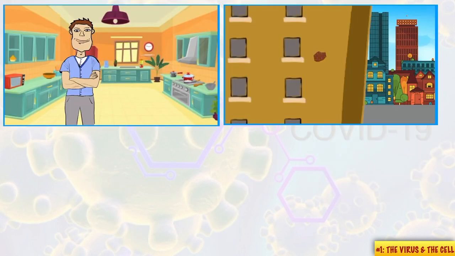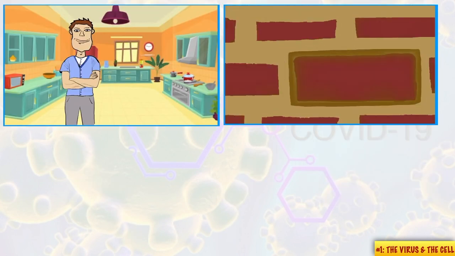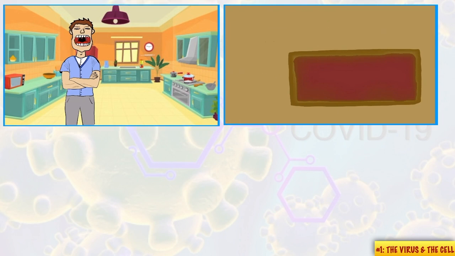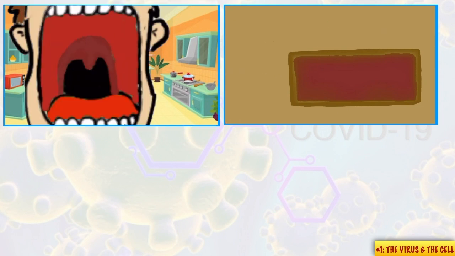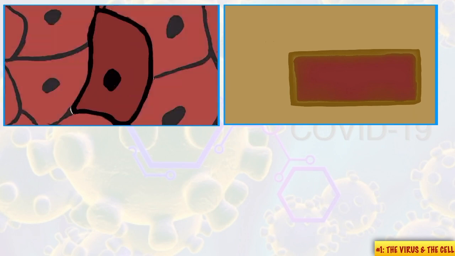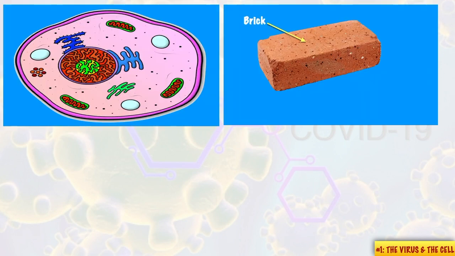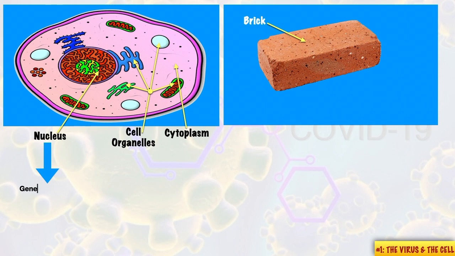As you know, a building is made up of a lot of bricks stacked together. Our bodies are a bit like that, except we are built out of cells, not bricks. Now a brick is, well, just a brick. But our cells are like mini factories. The main areas are the nucleus and the cytoplasm where all the cell organelles are.